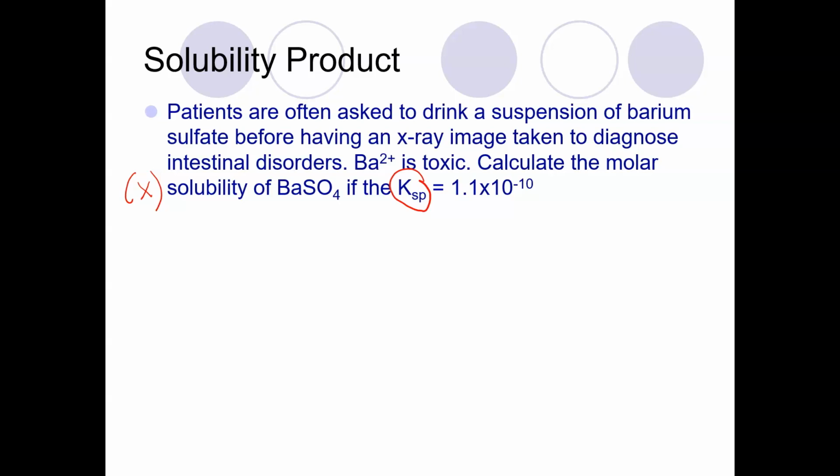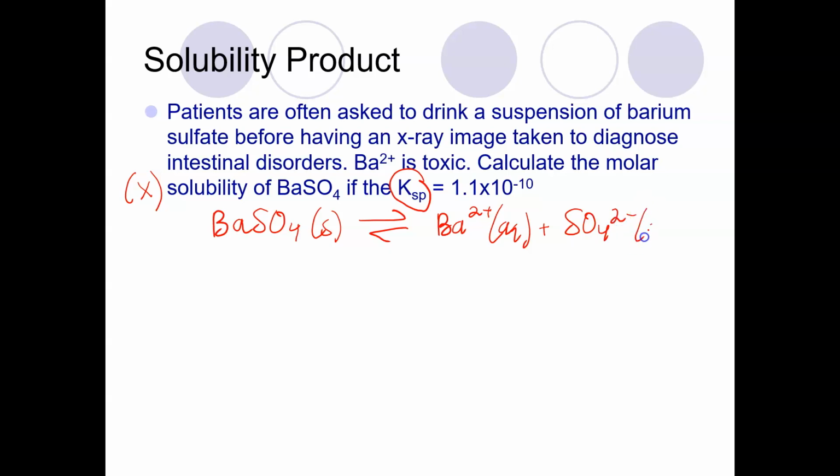We're going to start with the solid, equilibrium arrows, positive charge, negative charge. So barium sulfate is the solid, equilibrium arrows. Barium is the positive charge, I'm going to write 2 plus. Sulfate is the negative charge, it's a 2 minus. And the KSP expression: KSP is equal to the barium ion times the sulfate ion. Both of them have coefficients of 1, so they're not raised to another power.